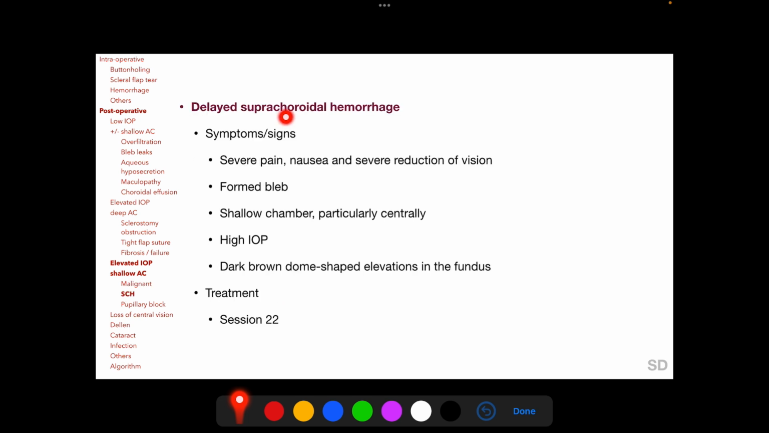Delayed suprachoroidal hemorrhage presents with severe pain along with nausea and severe reduction of vision, and in addition to a shallow chamber, particularly centrally, and a high intraocular pressure, the bleb usually appears formed, and on fundus examination dark brown dome-shaped elevations may be seen. Management of suprachoroidal hemorrhage has been discussed in a previous session.